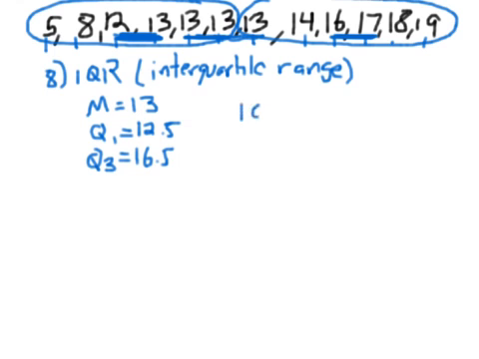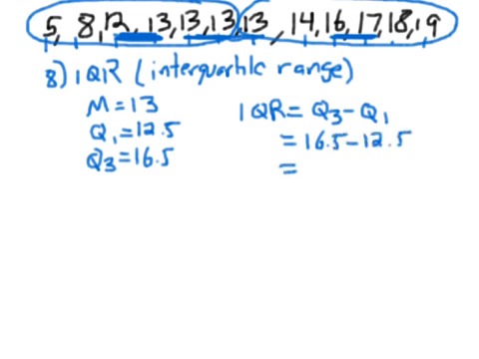So the formula for IQR, pretty straightforward, is just Q3 minus Q1, which in this case would be 16.5 minus 12.5, which is 4. So we would say the IQR here is 4. Now, what does that tell us? Well, think about if Q1 is the 25th percentile and Q3 is the 75th percentile, aren't 50% of things between Q3 and Q1? So the range of the middle 50% is 4. That's what that kind of tells us.